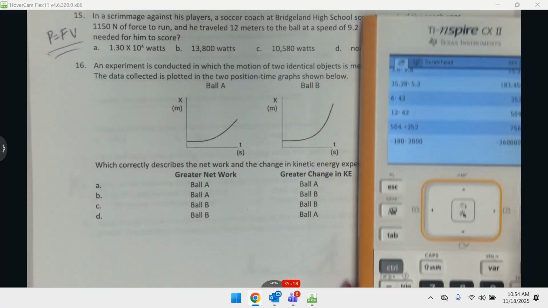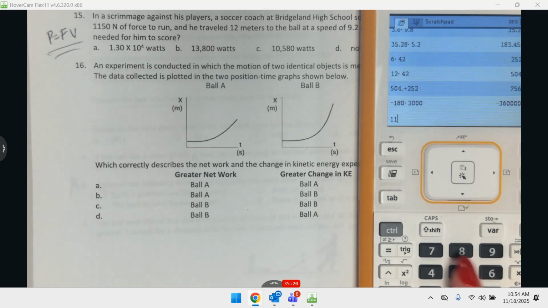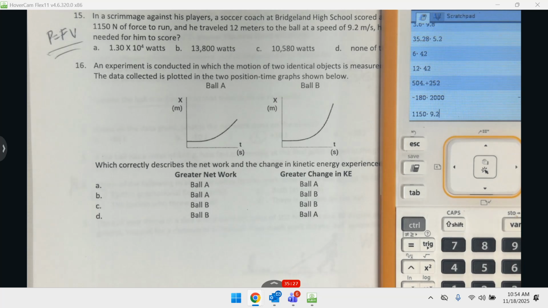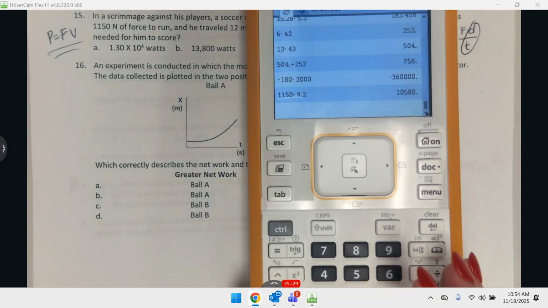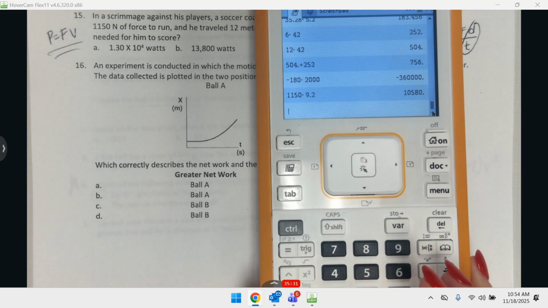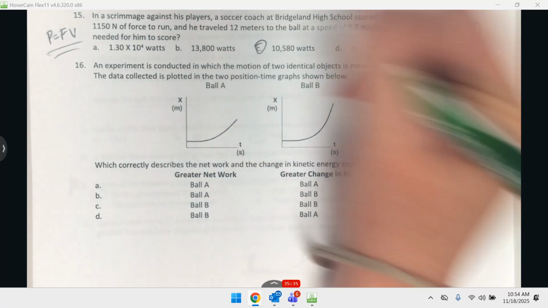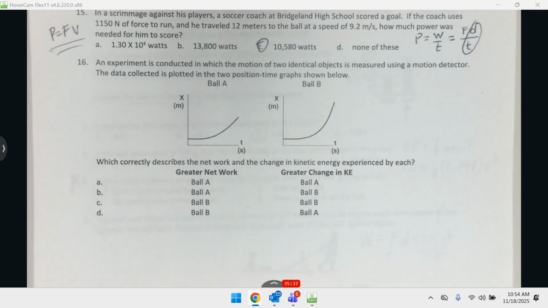So we're going to take our force, which is 1150, and we're going to multiply it by his velocity, which is 9.2. And that gives us our answer, 10,580, which is answer choice C. All right. 70% of you guys got that right, so it looks like y'all remembered that, or at least most people did. But if you forgot, again, make a note.